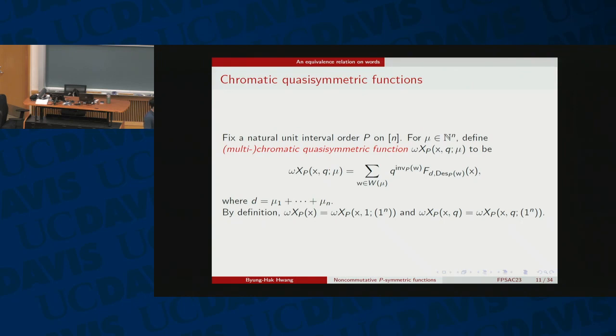Okay, now we fix a natural unit interval order P. We will deal with a slight generalization of the chromatic quasisymmetric function. For a non-negative integer sequence mu, we define the multi-chromatic quasisymmetric function to be equal to the sum of fundamental quasisymmetric functions over words of type mu. By definition, this generalization reduces to the chromatic symmetric function and the chromatic quasisymmetric function.